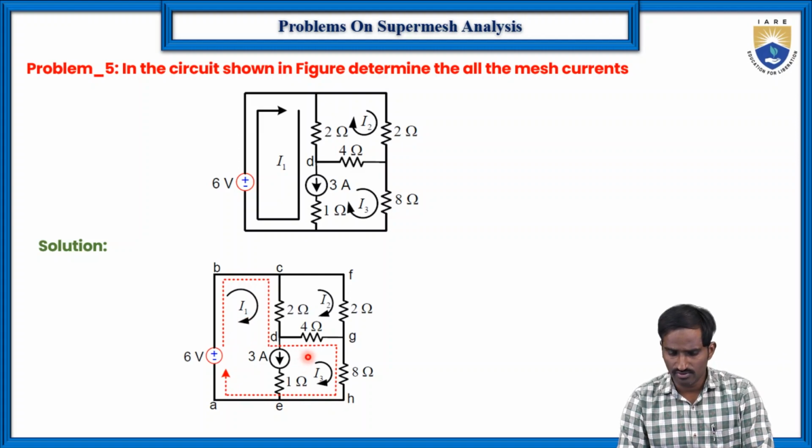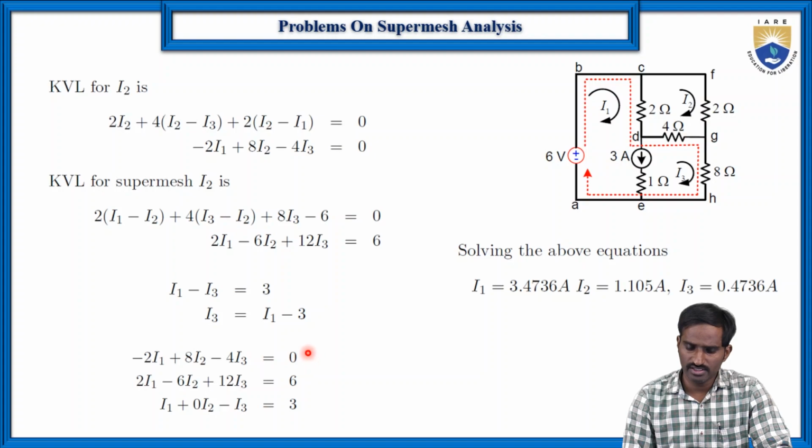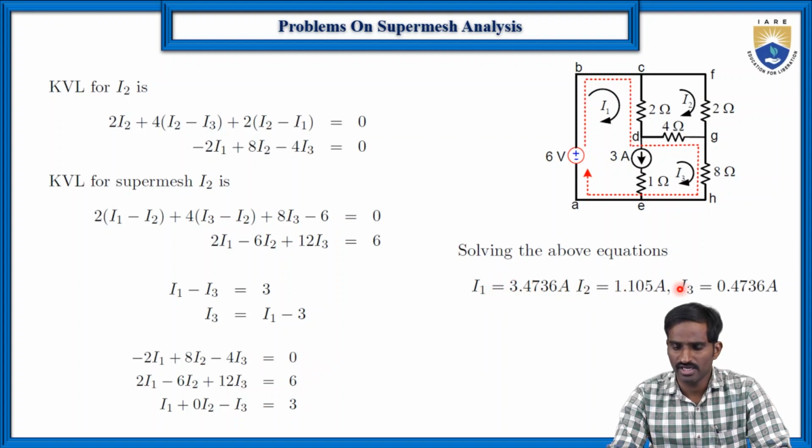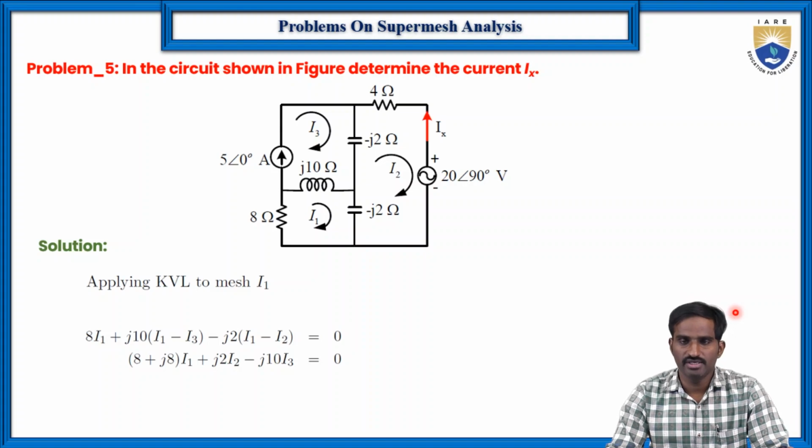And again, the same way you can write the loop equations. So then you will get the three loop equations. Then by solving these three loop equations, you will get the I1, I2 and I3 values. Right? Then the third and last problem here is an AC circuit. Apply the mesh analysis for this particular AC circuit.